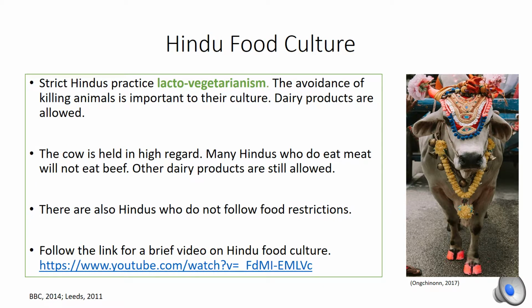Hindu food culture. Strict Hindus practice lacto-vegetarianism. The avoidance of killing animals is important to their culture. Dairy products are allowed. The cow is held in high regard, therefore many Hindus who do eat meat will not eat beef. Other dairy products are still allowed. However, there are also Hindus who do not follow food restrictions. Please follow the link for a brief video on Hindu food culture.